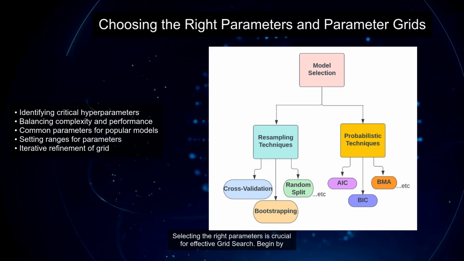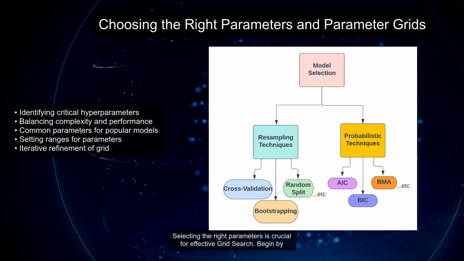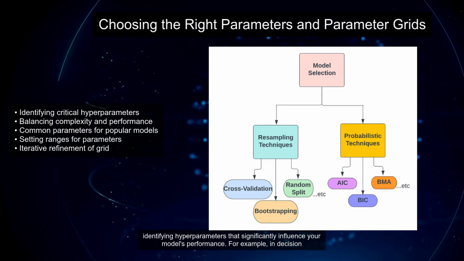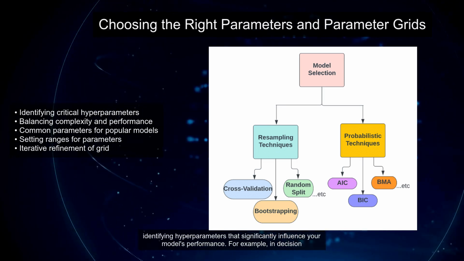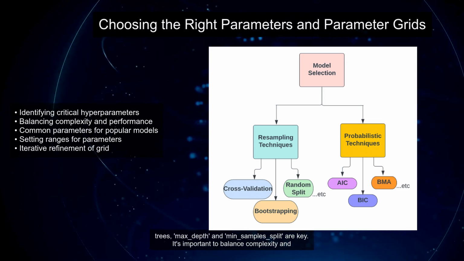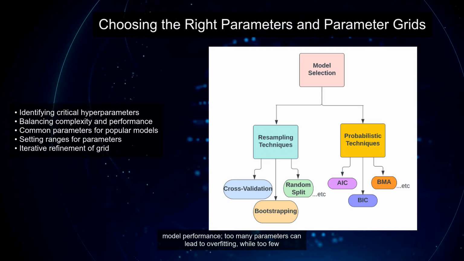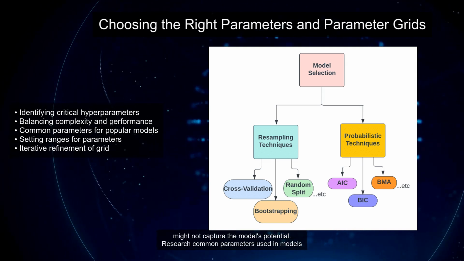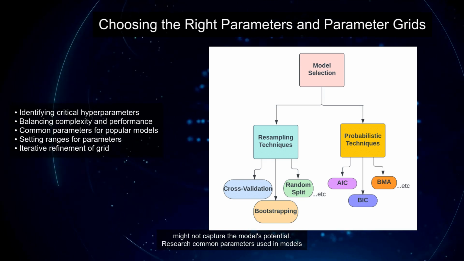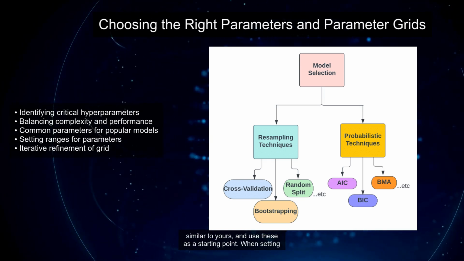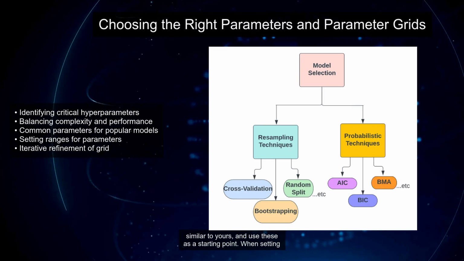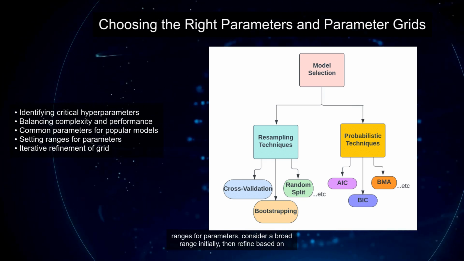Selecting the right parameters is crucial for effective grid search. Begin by identifying hyperparameters that significantly influence your model's performance. For example, in decision trees, max_depth and min_samples_split are key. It's important to balance complexity and model performance. Too many parameters can lead to overfitting, while too few might not capture the model's potential. Research common parameters used in models similar to yours, and use these as a starting point.